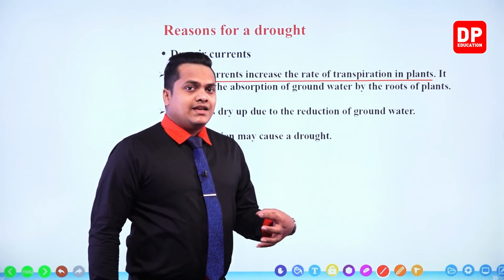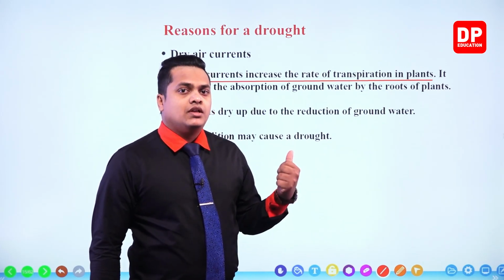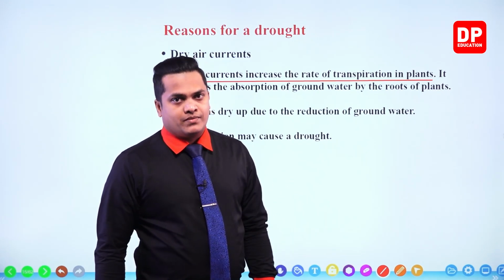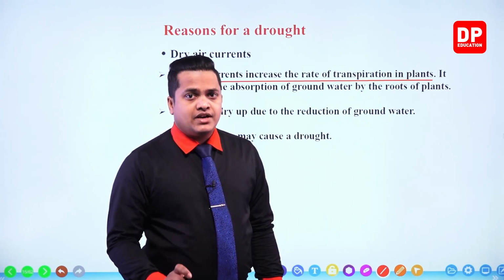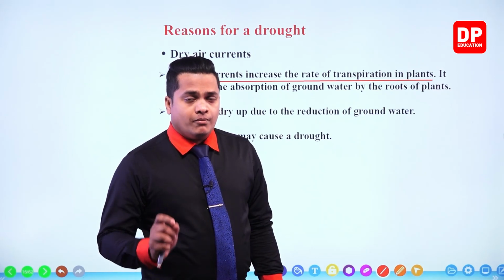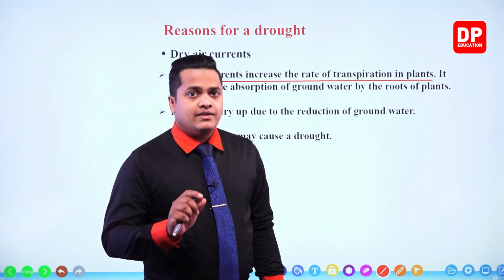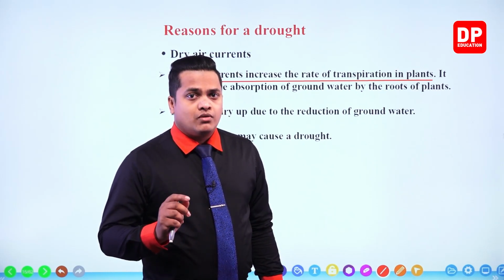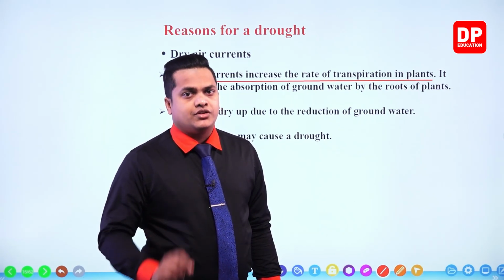If water is transpired more and more into the atmosphere, then it will lead to a lack of water, which is creating a drought, my dear children. So these dry winds or dry air currents in our atmosphere will increase transpiration in plants. Upon increasing the transpiration, the groundwater will be reduced, as the plants are absorbing more and more water through the roots. That will lead to a drought condition.